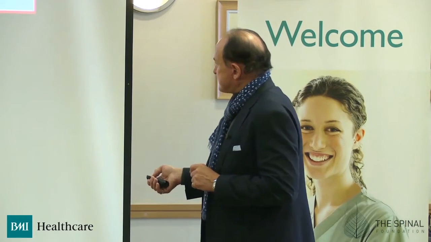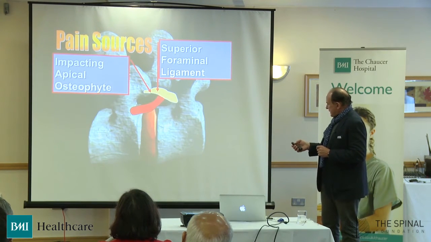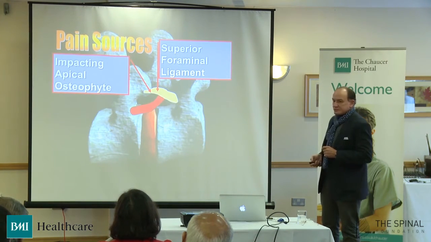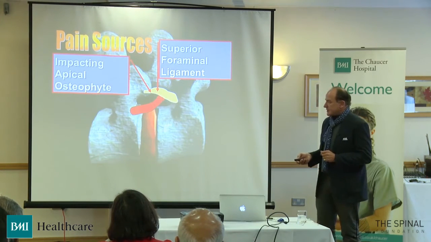So looked at another way, here is Madame la Guillotine sitting here. Here's the nerve coming out. Then we have the impacting facet joint here. So if that nerve is tethered to the facet joint, it's going to be held there and hit by the facet joint acting as a hammer.